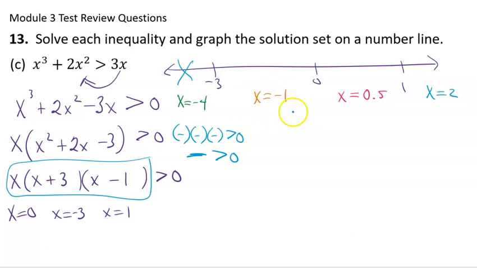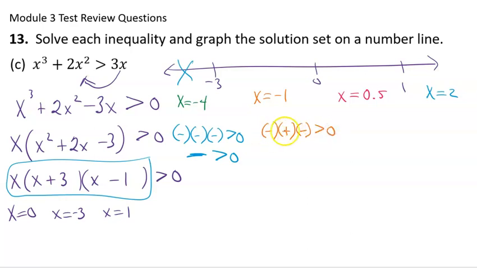Okay? So, I'm taking negative 1, and to save myself a little bit of work, I'm taking negative 1 and plugging it in just this factor of x. Well, that's going to give me negative 1. What matters is that it's negative. If I take negative 1 and plug it into negative 1 plus 3, I get positive 2. How about we just put positive? If I take negative 1 and plug it into x minus 1, negative 1 minus 1 is negative 2. That's negative.